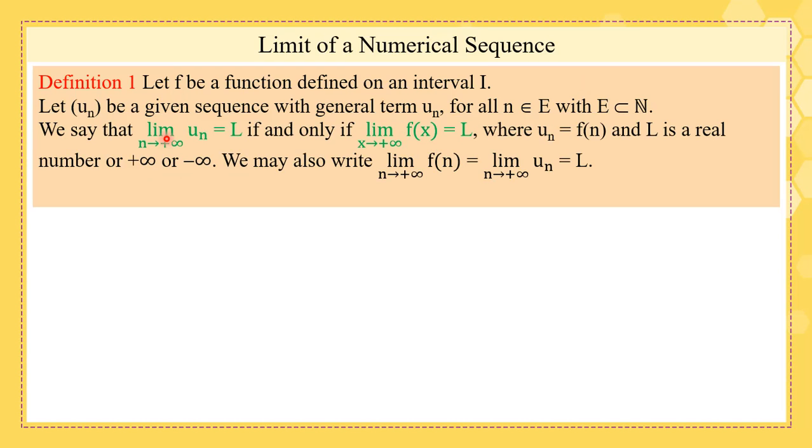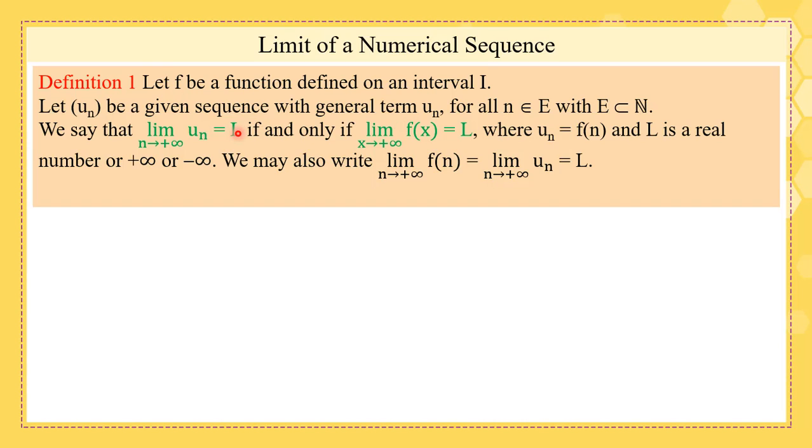We say that the limit of un as n tends to plus infinity is capital L if and only if the limit of the function f of x as x tends to plus infinity is capital L, where un is f of n and L is a real number or plus infinity or minus infinity. In other words, to calculate the limit of a sequence un, it's enough to translate the sequence into a function and deal with it as if it were a function.